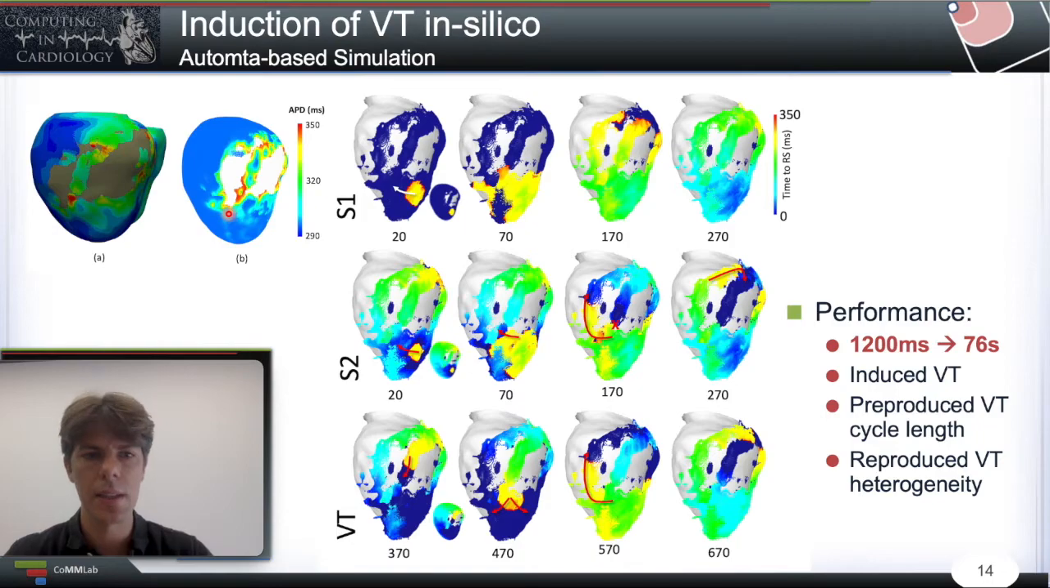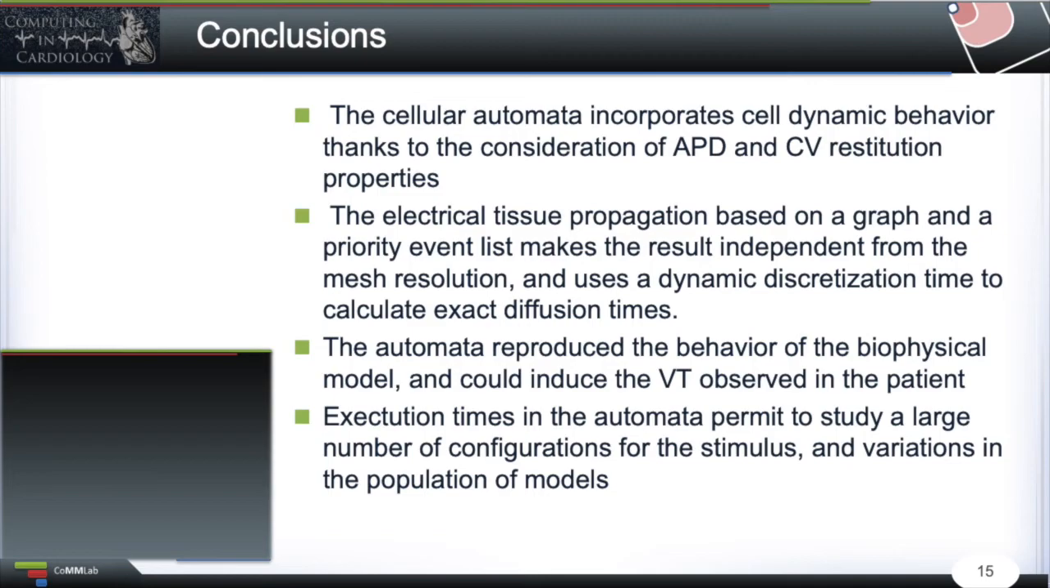Then we perform the same simulation with the automata. Here you only see colors in the border zone. The rest is transparent, so we don't see the core zone or the rest of the tissue, to better watch the activation. As you can see, there was a conduction block here at the entrance of the channel, rotating. So we could reproduce the same simulation that we had with the biophysical model, with the difference that for us, simulating 1,200 milliseconds took 76 seconds, while the biophysical model took around 6 hours. But we reproduced the rest of the parameters.